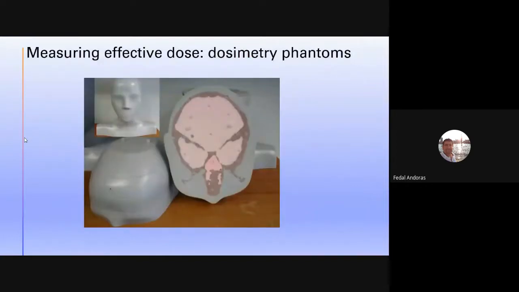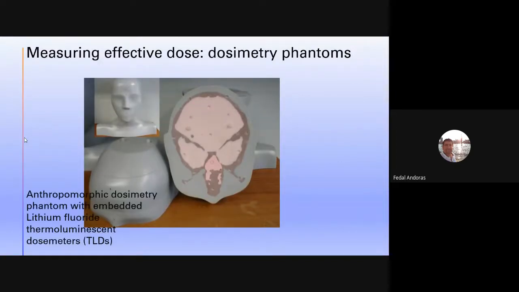How do they measure that? By an anthropomorphic dosimetry phantom. They bring a phantom resembling the human body, with a simulation of brain, simulation of thyroid gland, salivary gland, and so on. And they put in these embedded lithium fluoride thermoluminescent dosimeters, TLD.